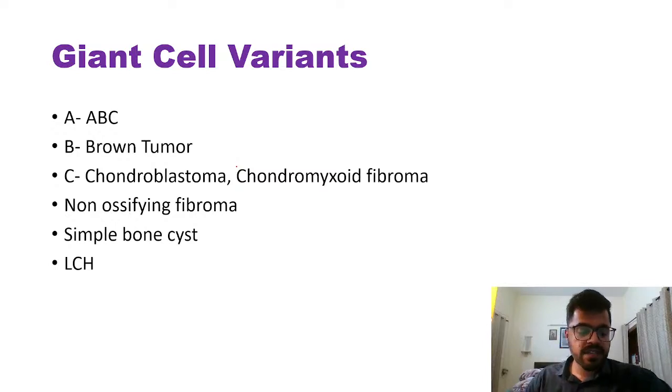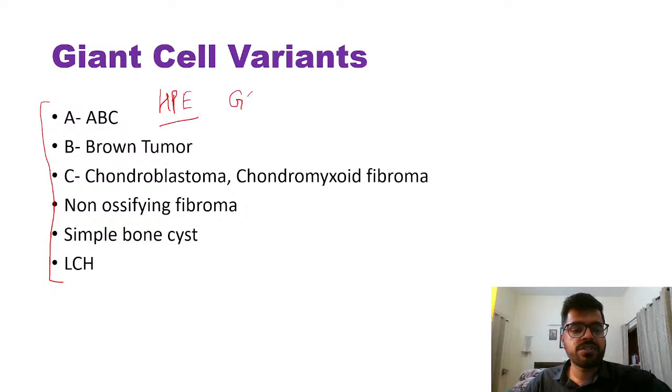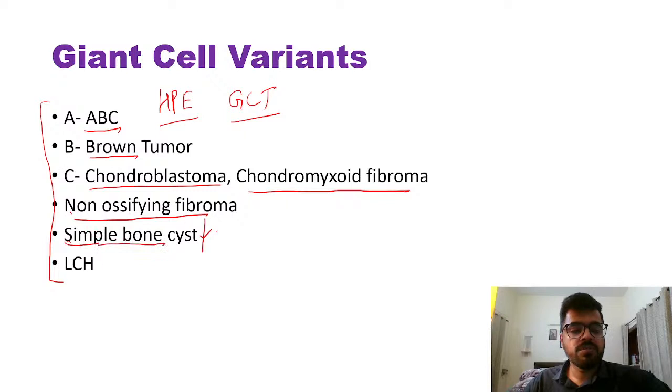Then we have giant cell variants. These are the tumors which also have giant cells on histopathology examination. They are variants of GCT. These are aneurysmal bone cyst, brown tumor, chondroblastoma, chondromyxoid fibroma, non-ossifying fibroma, simple bone cyst, or unicameral bone cyst, and Langerhans cell histiocytosis.